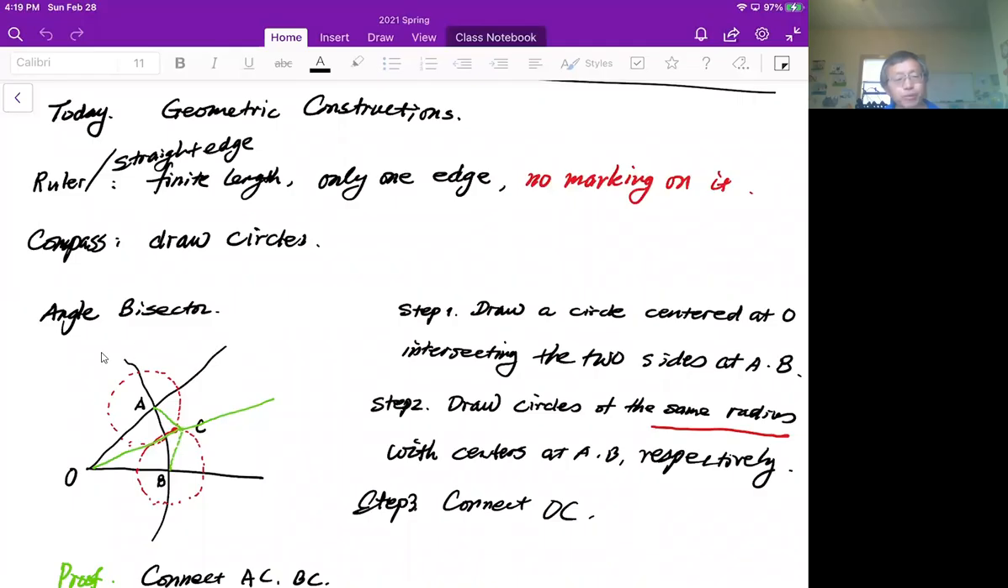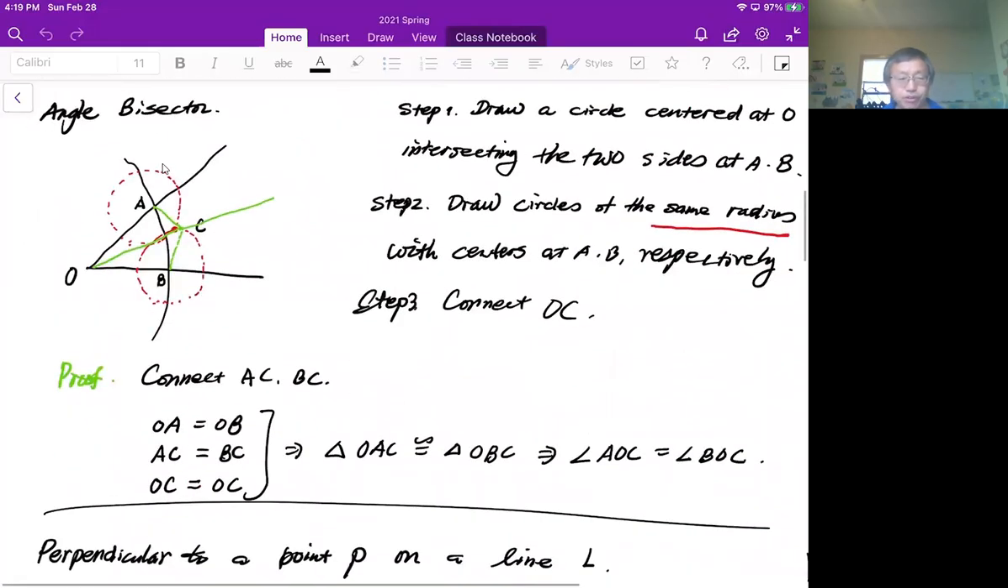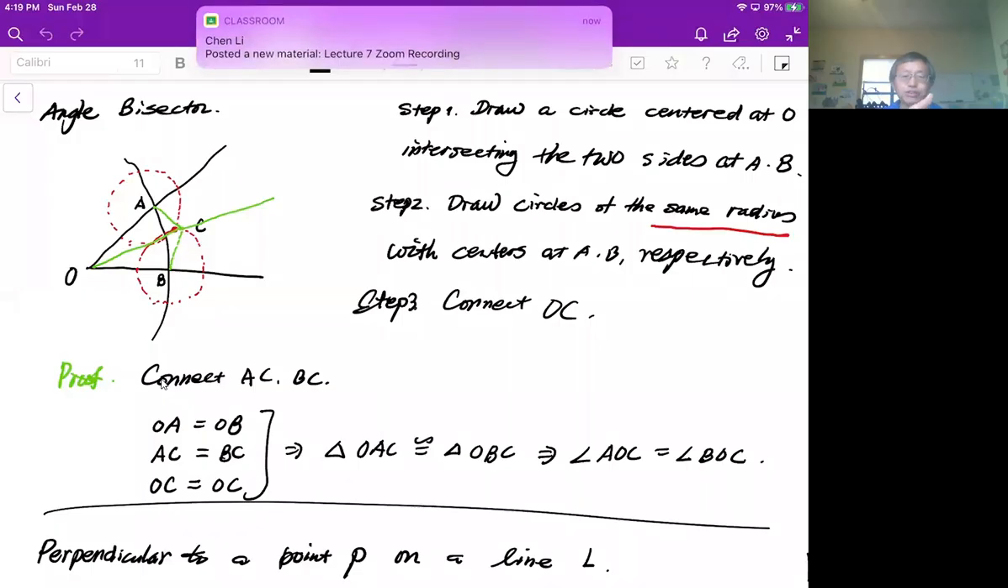So we can do the following things. The first thing is that we can do the angle bisector, right? How can we do this? Let's take a quick look. Suppose you give me an angle like AOB. How could I draw the angle bisector? First, I'm going to draw a circle with any radius, but the center is at O, so that I can intersect the two edges at the points A and B.